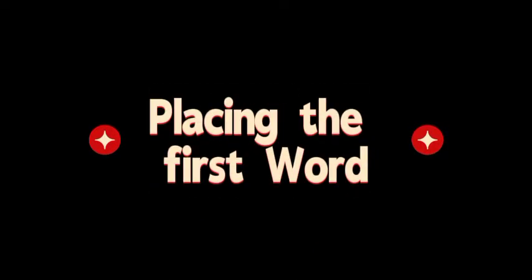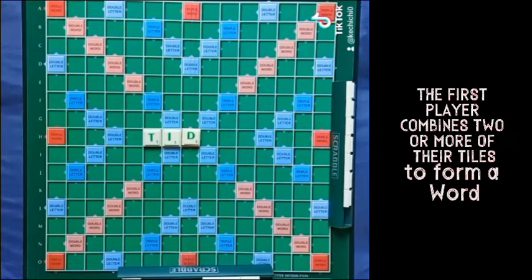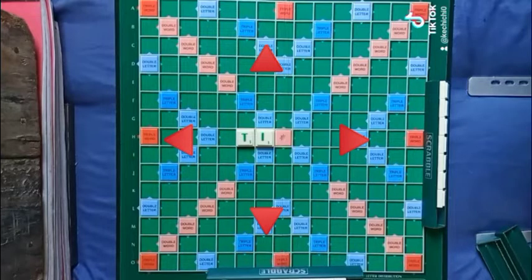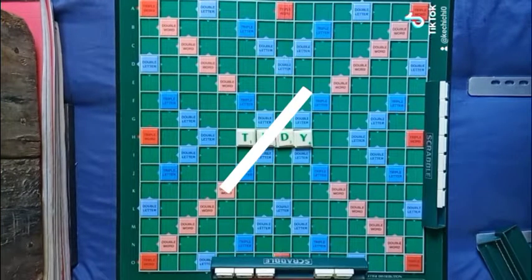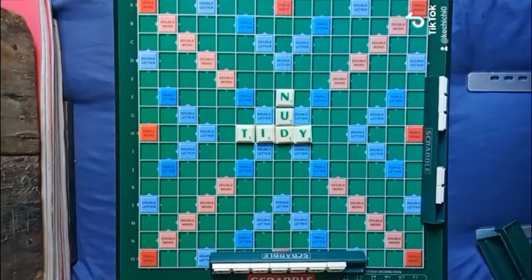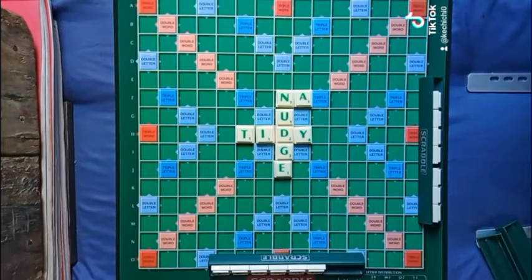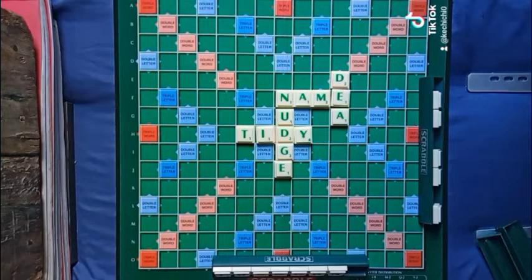Placing the first word. The first player combines 2 or more of their tiles to form a word, and places them on the board to read either across or down with one tile on the center square or star. Diagonal words are not permitted. All the tiles played in this and subsequent turns must be played in one continuous line, horizontally or vertically.